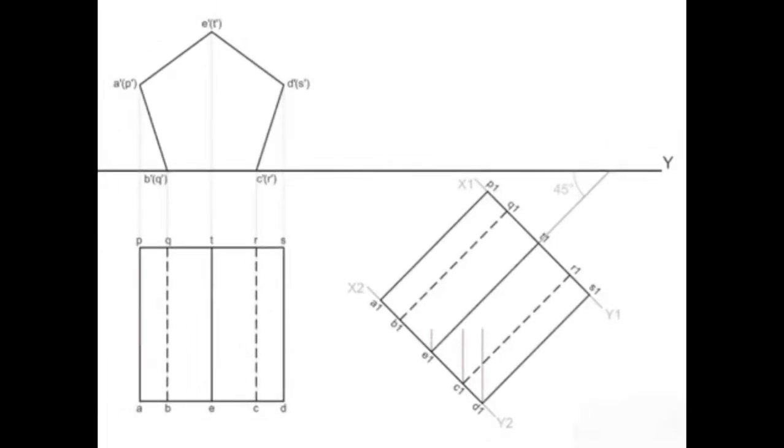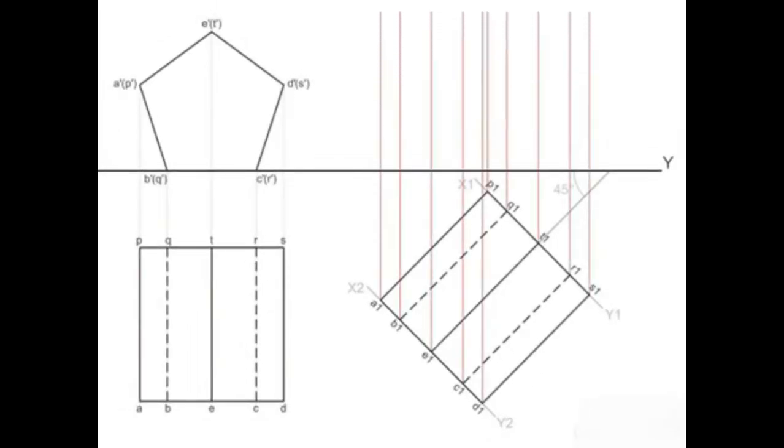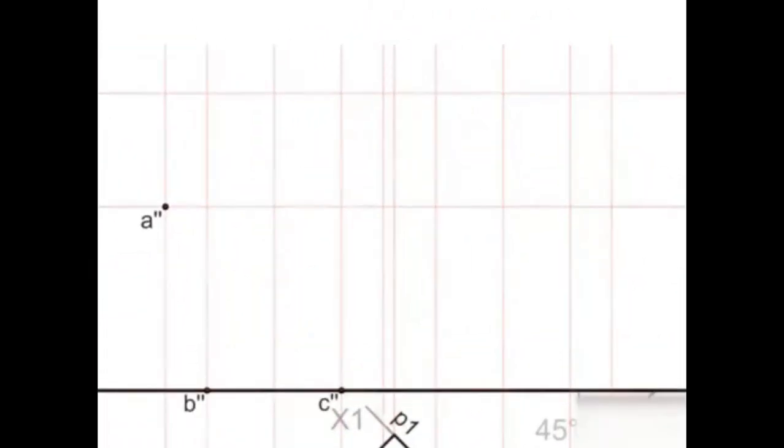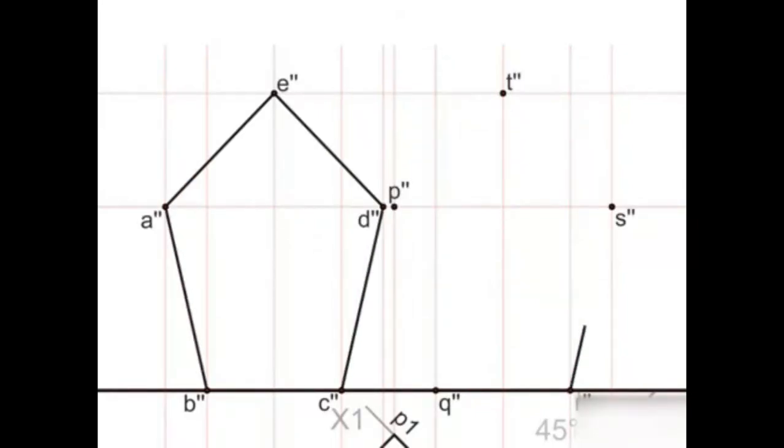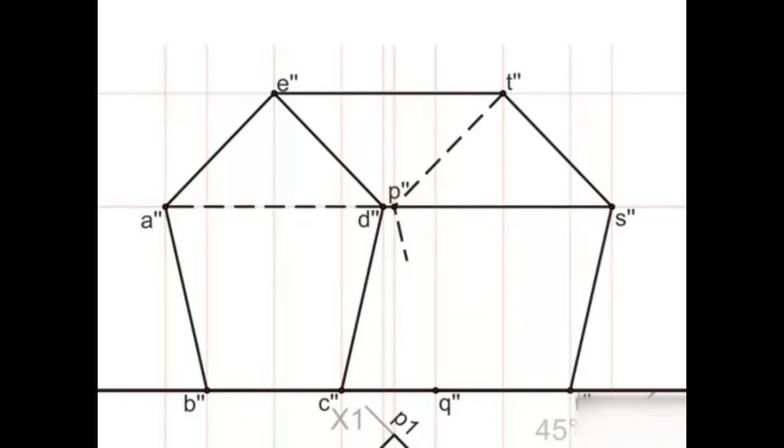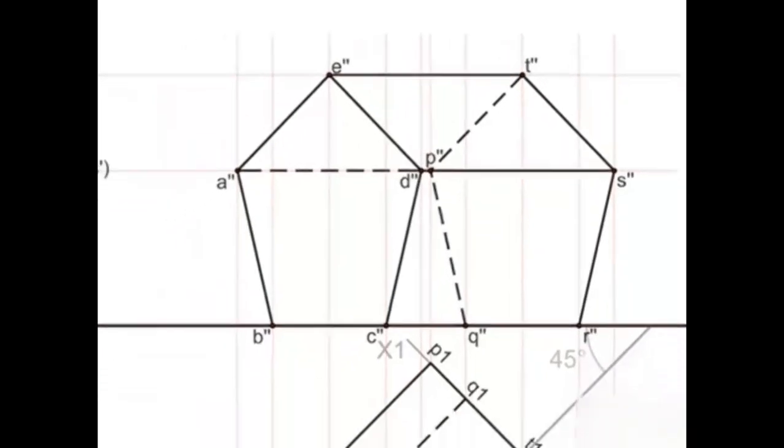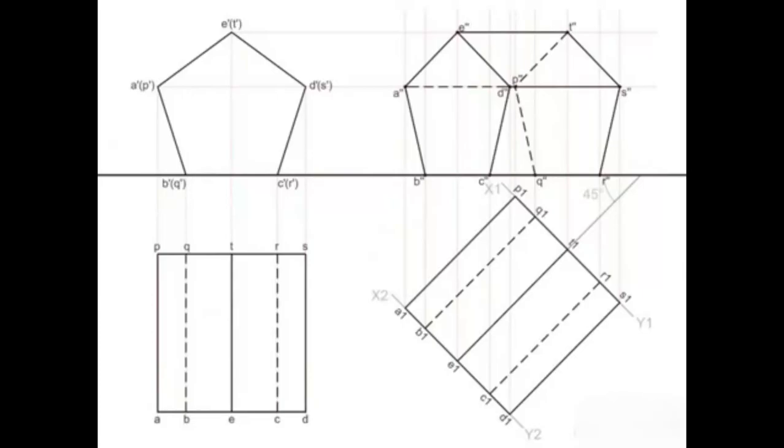Then project all points from this top view above line XY. These projectors will intersect the horizontal projectors drawn from the existing front view. Mark the intersecting points and complete the front view in this altered position. Observe the hidden lines shown as dashed lines coincide with other visible lines. And here we have a complete solution of all the views.